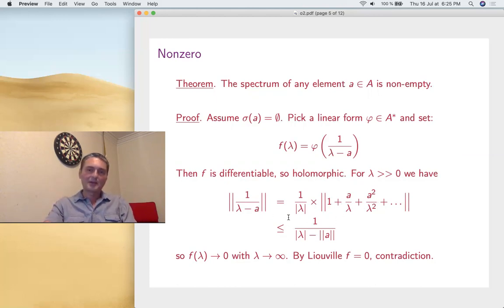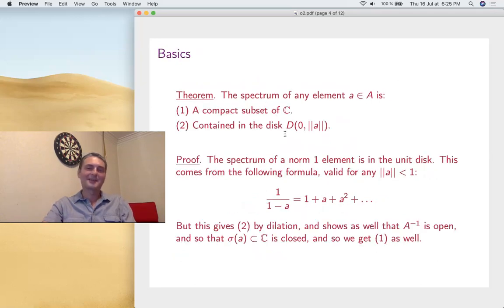So now that we have our inequality, of course, when n is big, this goes to 0, but it's 0. So this thing must be 0, and it cannot because it's an inverse, a contradiction. So the spectrum is non-empty, compact, and contained in the disk.